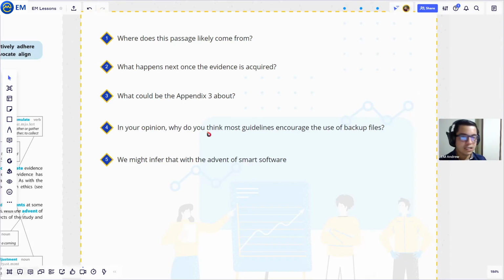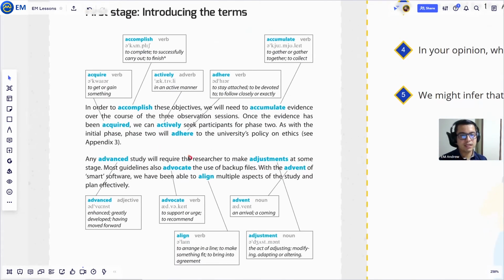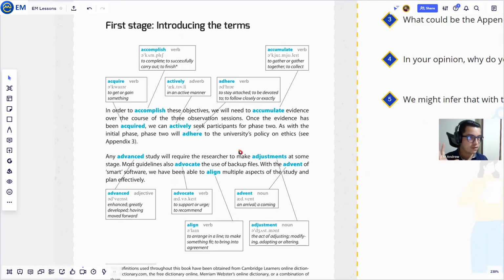All right, so anyway, let's have a look at this. For the first one, we had: where does this passage likely come from? Well, we have a couple of hints over here, but basically we could think that maybe this is research that is going to be carried out in a university, and that's why they mentioned that they are going to adhere to the university's policy on ethics. Or maybe it's a company that is working in a university's lab, or together with the university. All right, so that's kind of the idea with that one.